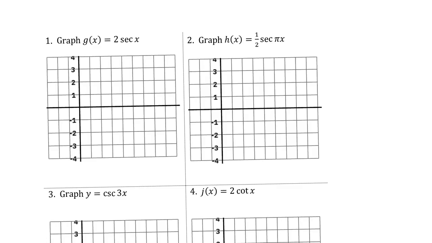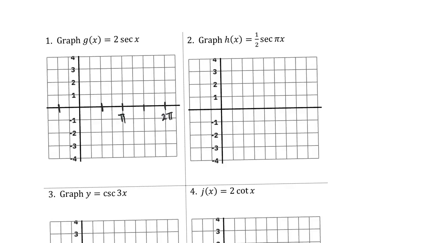Okay, 2 secant x. What is secant the reciprocal of? Cosine. Okay, so let me pretend like I'm graphing cosine. Normally if I do cosine, I'll make this pi. I'll make this 2 pi. This has an x, so there's no weird period. There's a little bit of a vertical stretch, which we'll figure out.